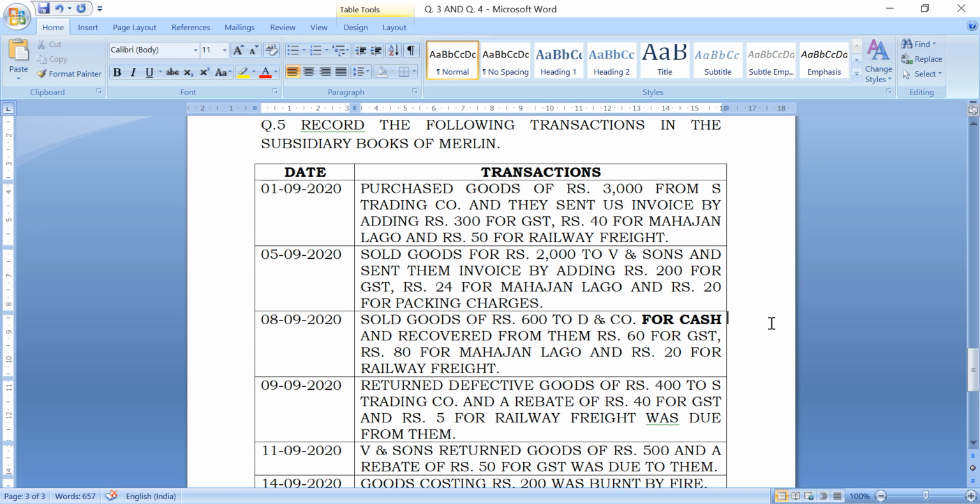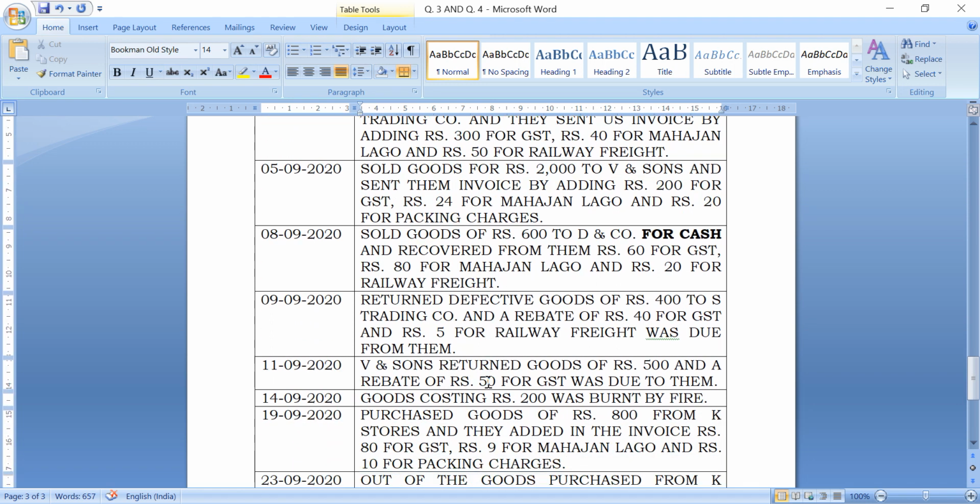In subsidiary books, credit transactions, that we record, not the cash transactions. So that means the transaction of 8th of September should be ignored because it is on cash basis, right? So one transaction ignored by us.